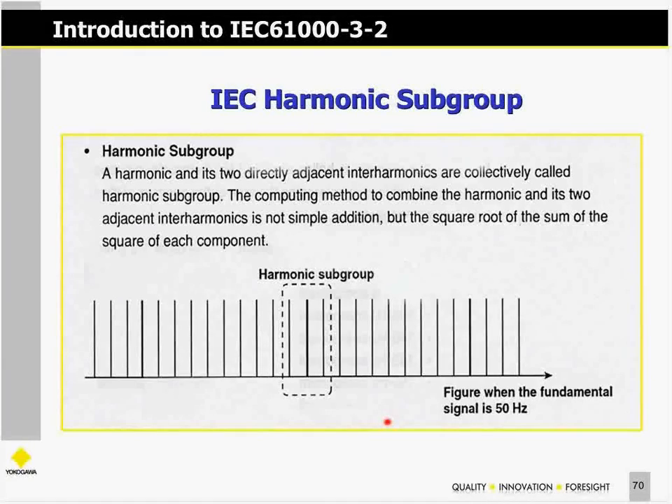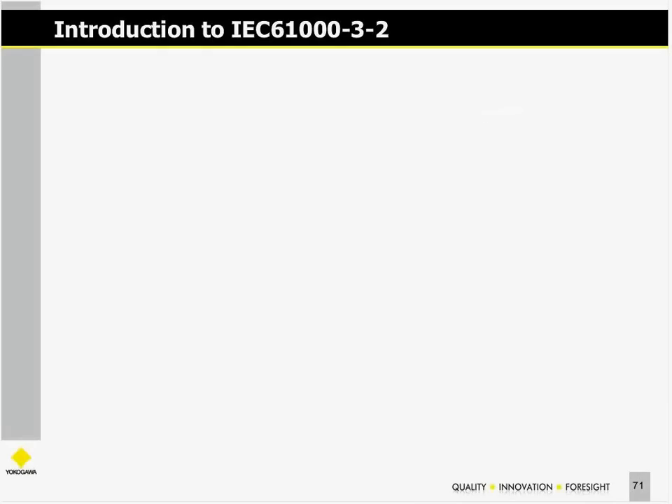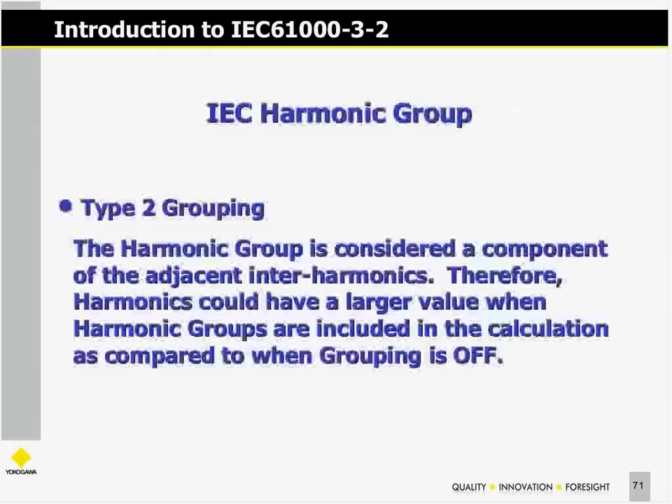Some of the simpler instruments are not going to do it this way, and the calculations could be a little bit different. Then what we've got is a group two, which is a much more extensive grouping, and it includes many more of the inner harmonics in our calculation.